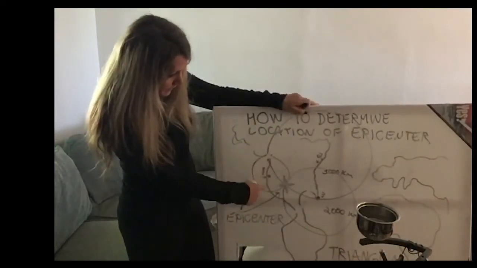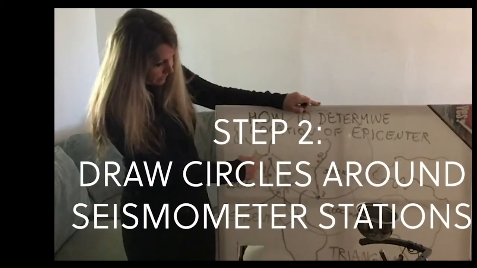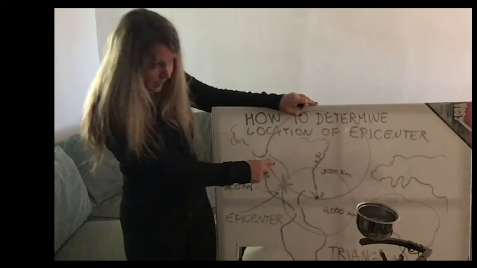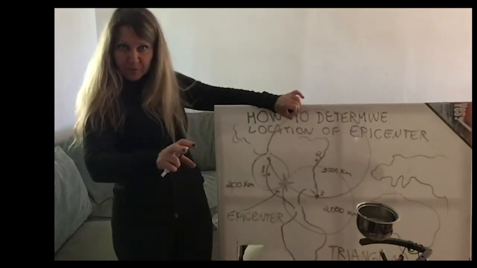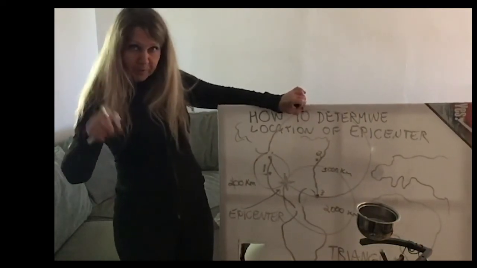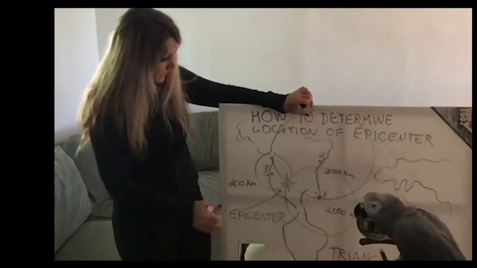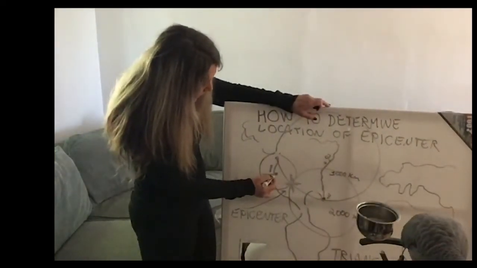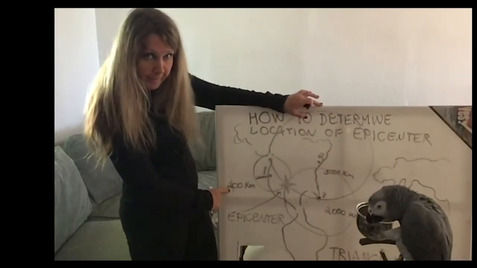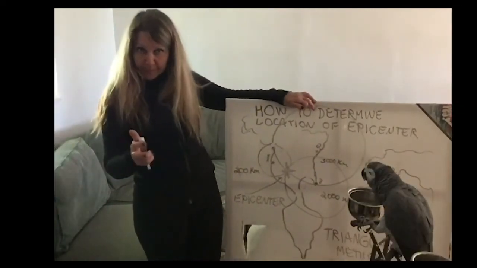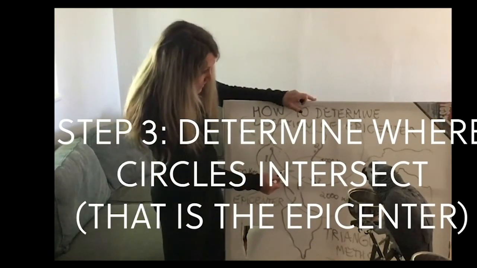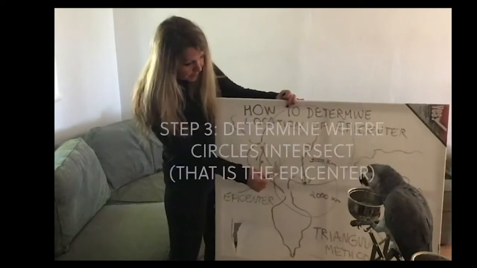The next step is to draw a circle around each of these, because this shows where the earthquake epicenter could be located. And that's step number 2. So I'm going to draw a circle around them, indicating that distance. So the radius of the circle would be the distance from the earthquake. Okay. And the third step then is to look at where they intersect. So the third step, this is the place where all those circles intersect, so that is the epicenter.